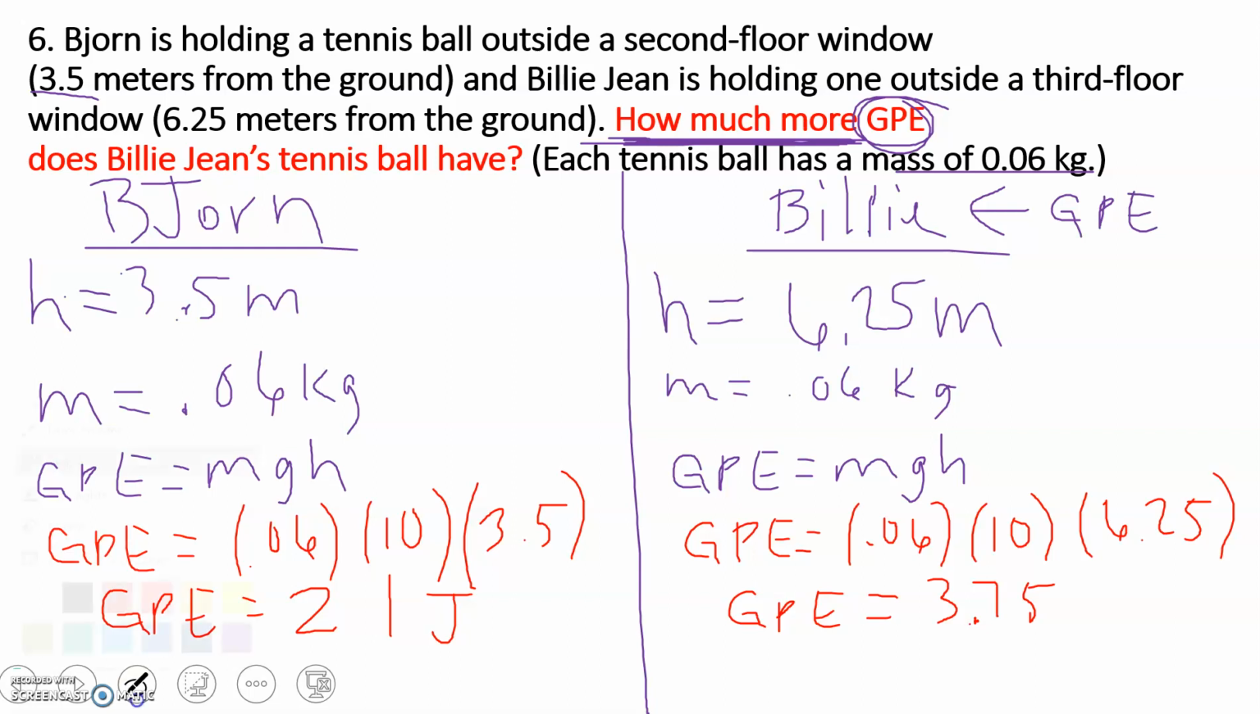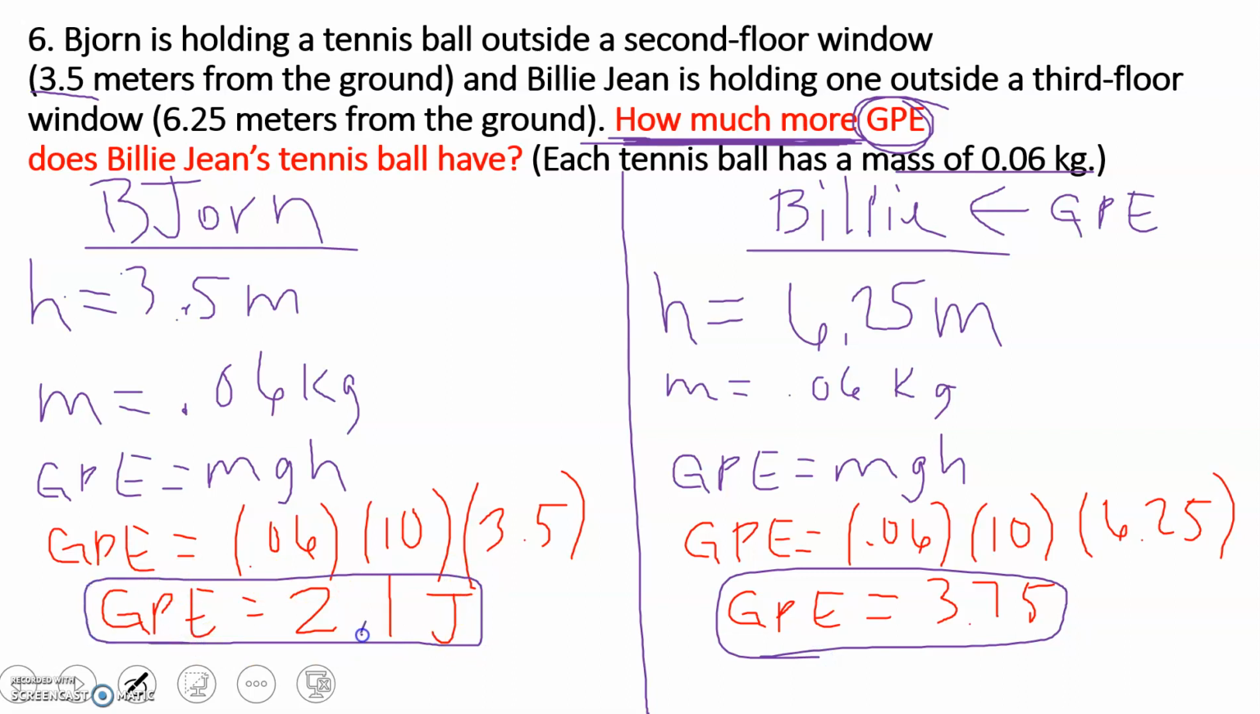So Billie Jean has 3.75, and Bjorn's ball is 2.1. So we need to know how much more GPE does Billie Jean's tennis ball have. So 3.75 minus 2.1 equals, and if you use your calculators, you should get 1.65. And we're still talking about energy, so joules. We know that Billie Jean's tennis ball has 1.65 more joules of energy because it is higher up, a whole story up.